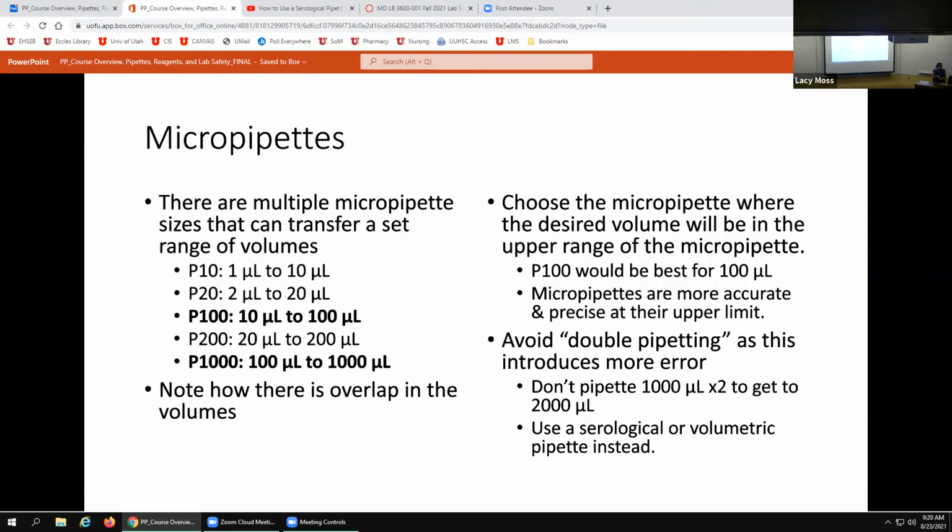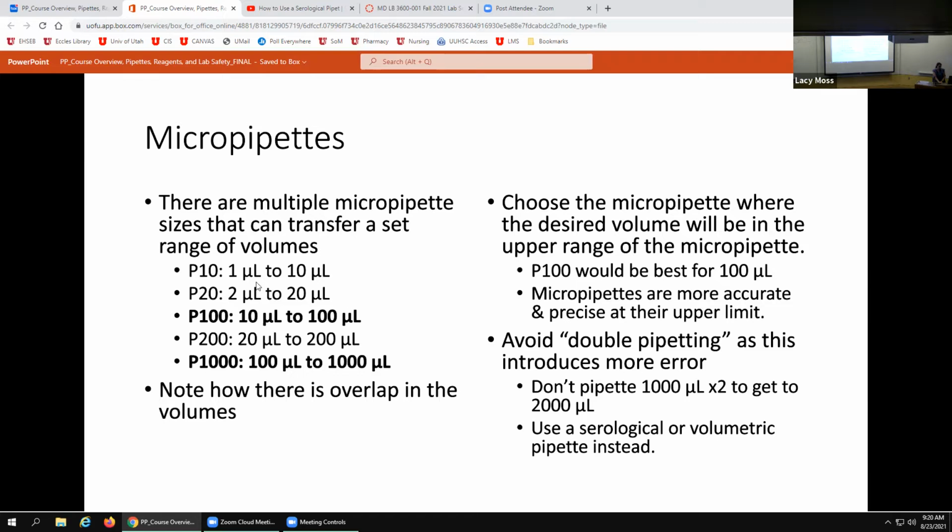And then there are multiple micropipette sizes, and they can transfer a range of volumes. So there's usually some overlap between the volumes that they cover. So we have a P10. We don't super use these in our labs. You might use them in molecular lab.